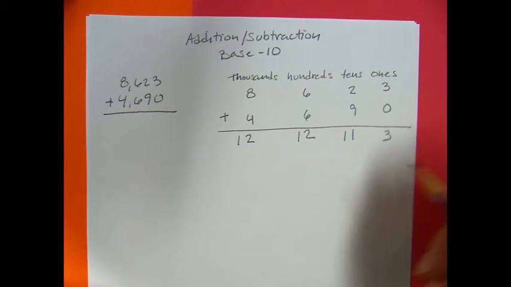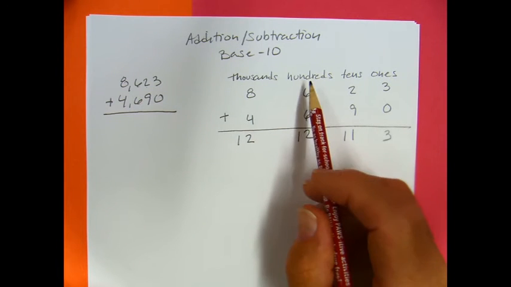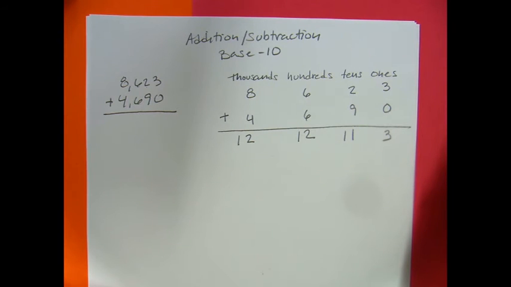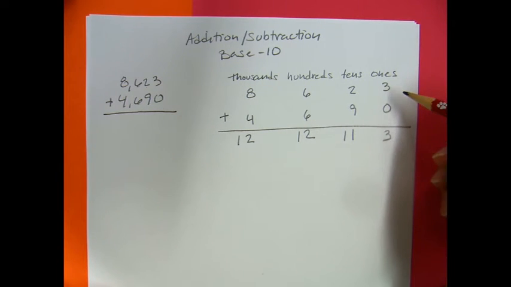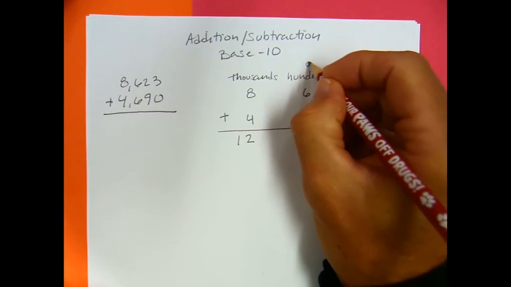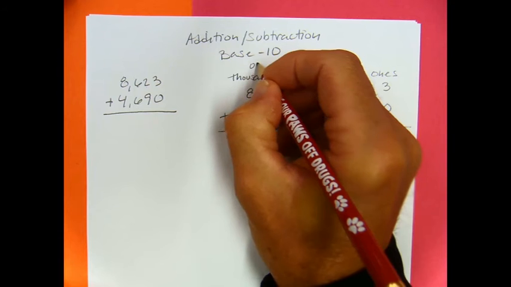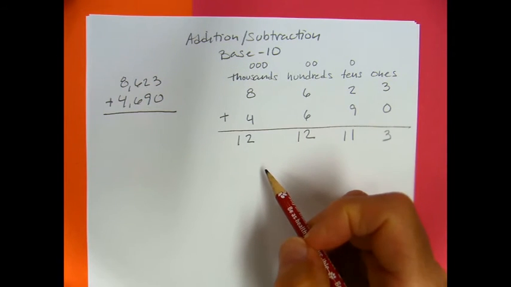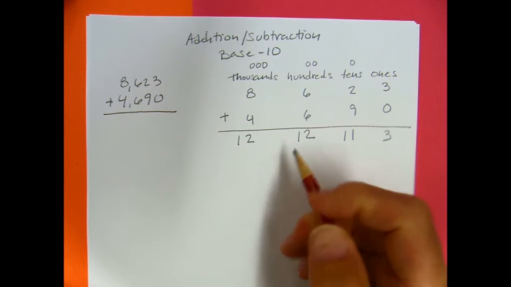Now if you remember, we have to add some zeros to our thousands, some zeros to our hundreds, some zeros to our tens. Or, I'm sorry, we don't add any zeros to our ones. Our ones have no zeros. Our tens have 1 zero, our hundreds have 2 zeros, and our thousands have 3 zeros. So just go ahead and follow along and copy this onto a clean sheet of paper.